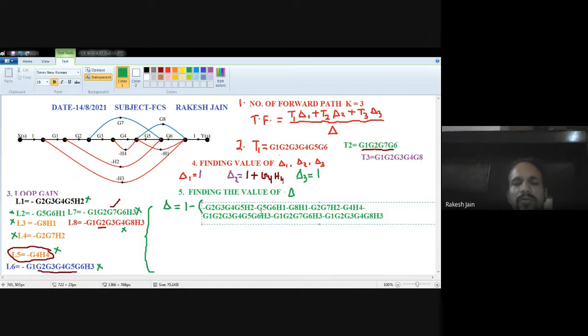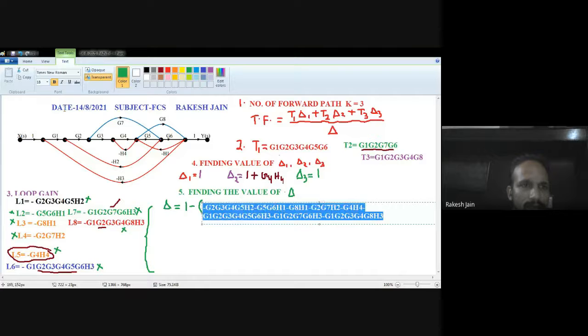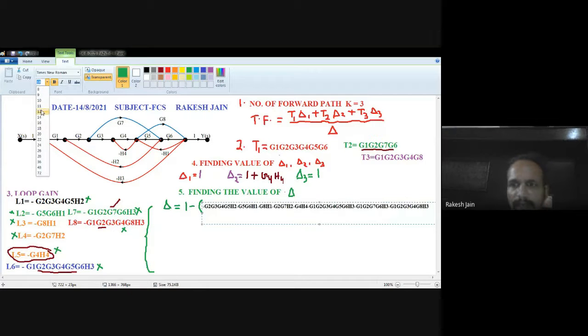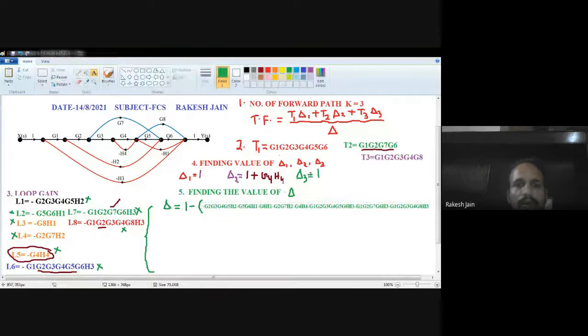So I try to decrease the size so that it will be convenient in a single line. Yes, it will be convenient in a single line. So now 1 minus the sum of all the loop gains. There are 8 loops: 1, 2, 3, 4, 5, 6, 7, and 8. Then plus the sum of the products of two non-touching loops.